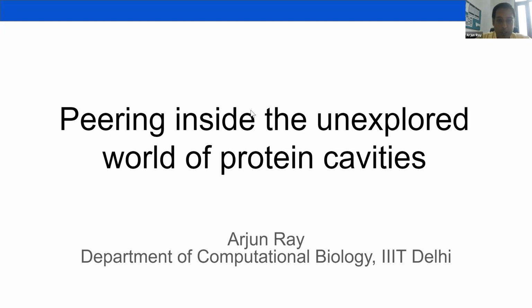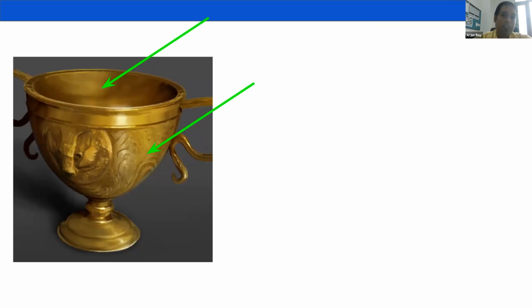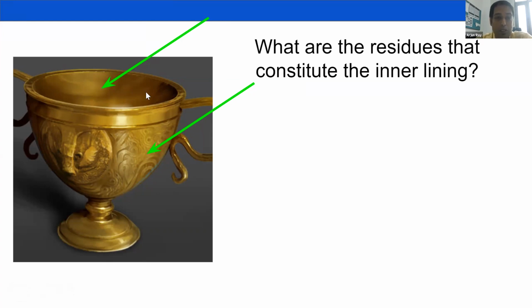So to start with, I would like all of you to take a moment and look at this cup. Now, the simplest question all structural biologists generally ask is, what are the accessible residues on this protein? Now, if I asked you in this context, what are the residues that constitute the inner lining?